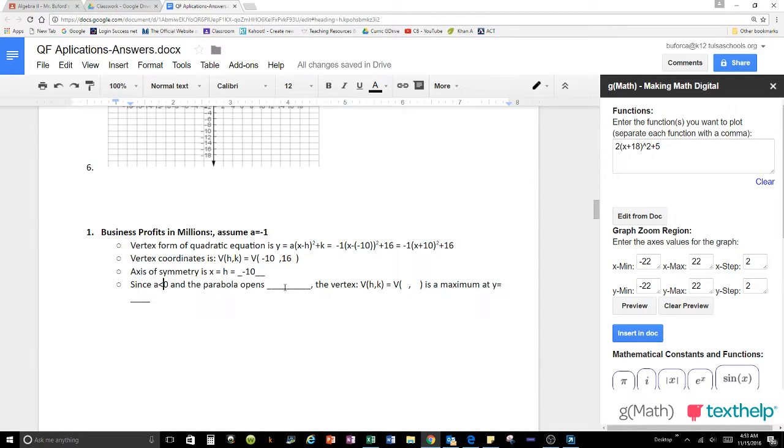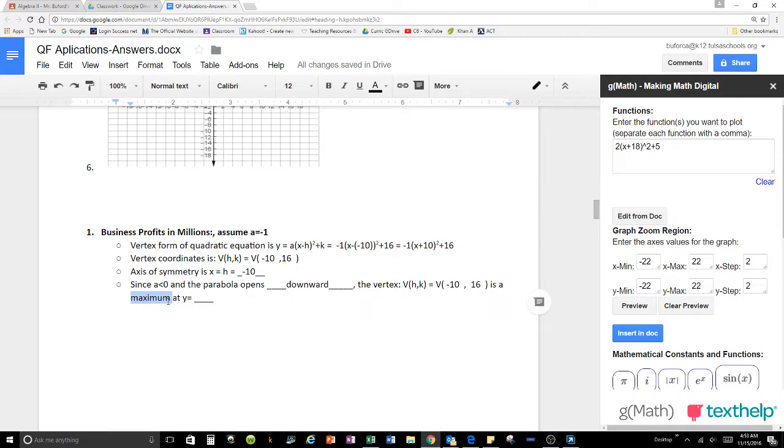Then the parabola opens downward. Whenever A is less than 0, the parabola opens downward. And again, the vertex is at -10, 16, and is a maximum.